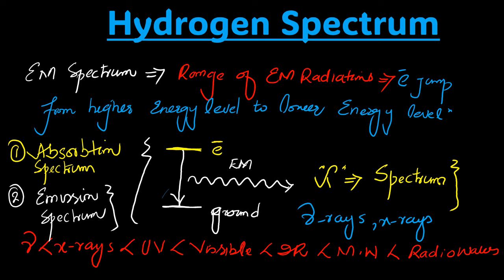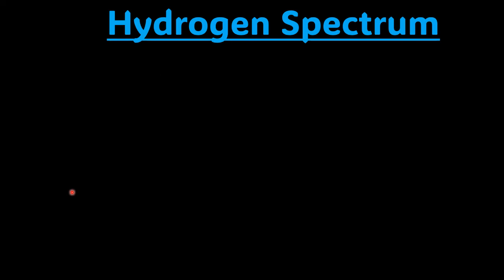So now, let us discuss the hydrogen spectrum. Dear student, hydrogen spectrum is a range of electromagnetic radiations produced in a hydrogen atom whenever an electron from a higher energy level of the hydrogen atom jumps into a lower energy level. So whenever an electron jumps from a higher energy level to a lower energy level in a hydrogen atom, a series of electromagnetic radiation will be emitted by the electron of the hydrogen atom. And this series of electromagnetic radiations is known as hydrogen spectrum.